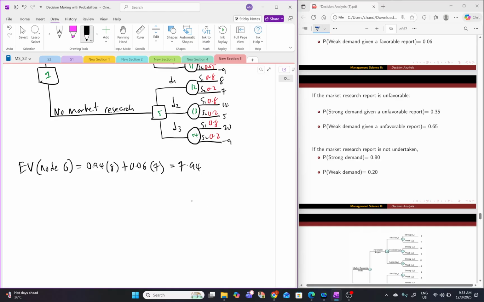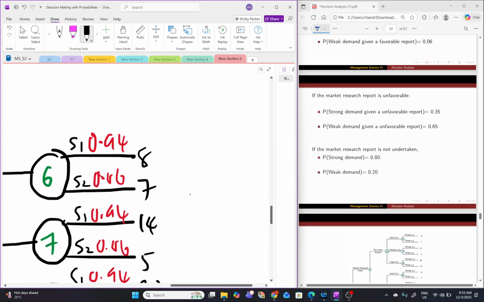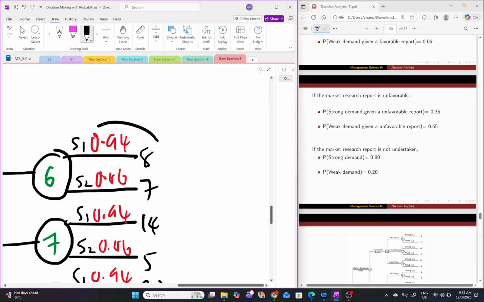Yang expected value ni, ni expected value ni macam mana kira? Ini darab, okey? Ini darab campur dengan ini darab. Boleh faham? Okay. So whenever I say expected value, this is how you do.